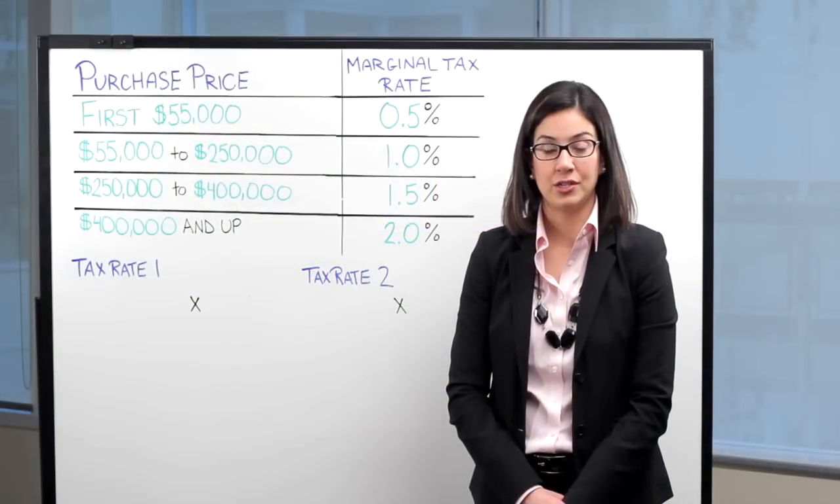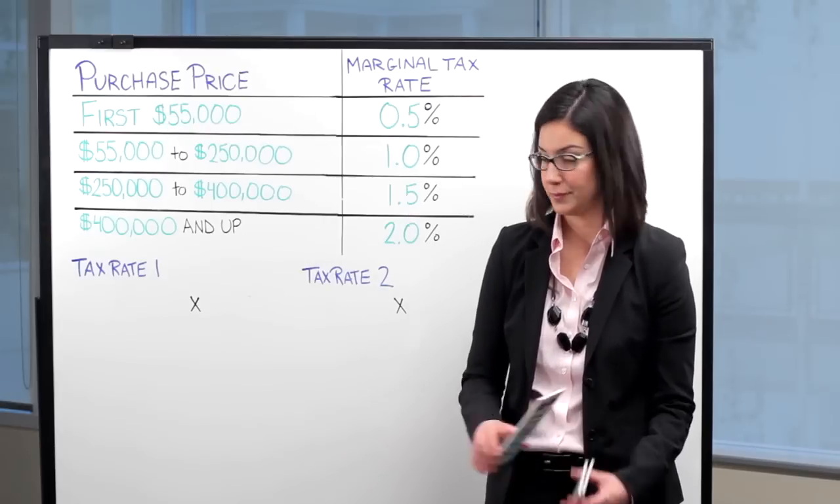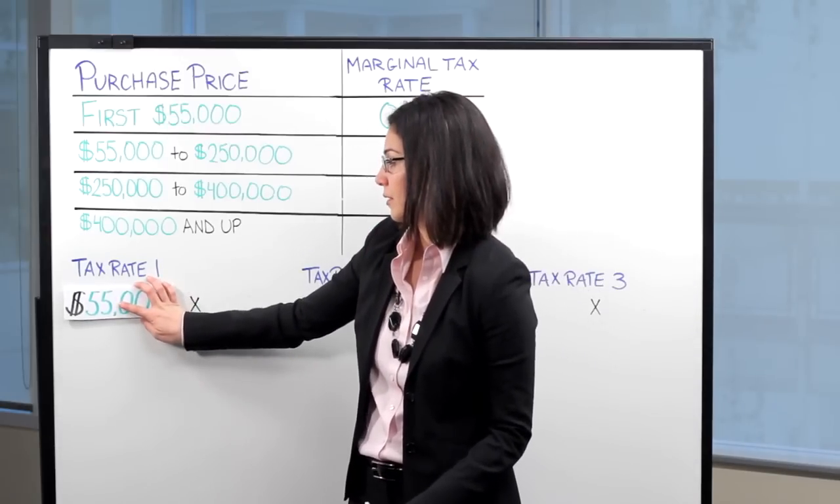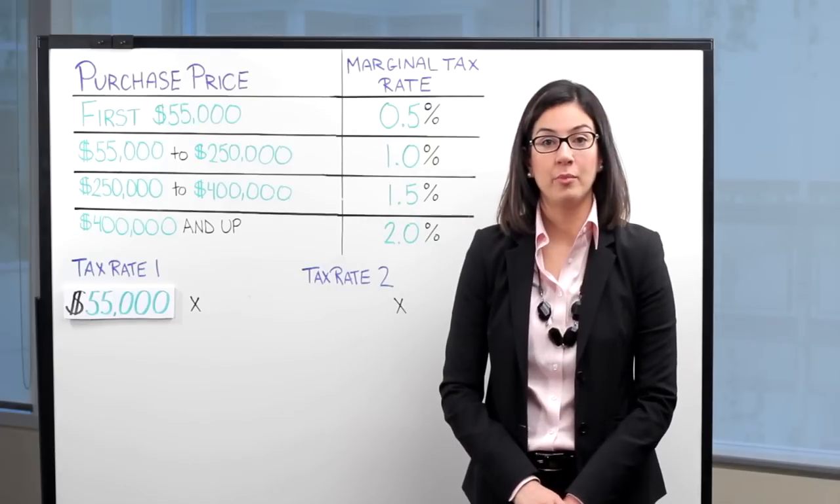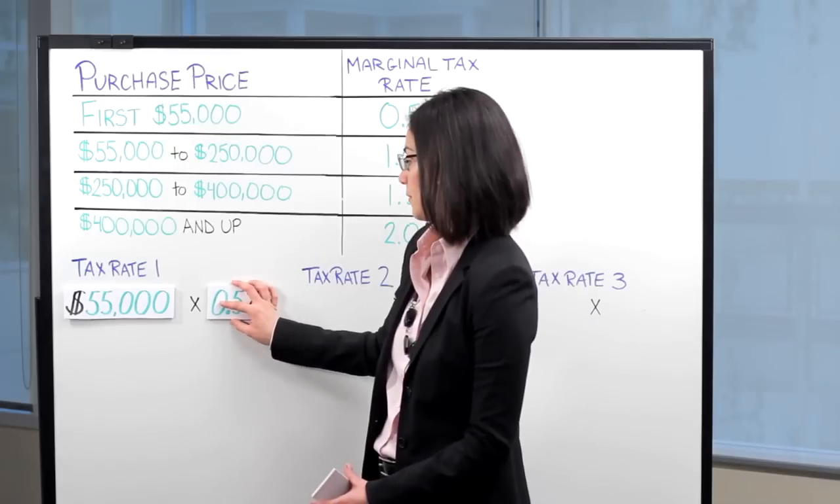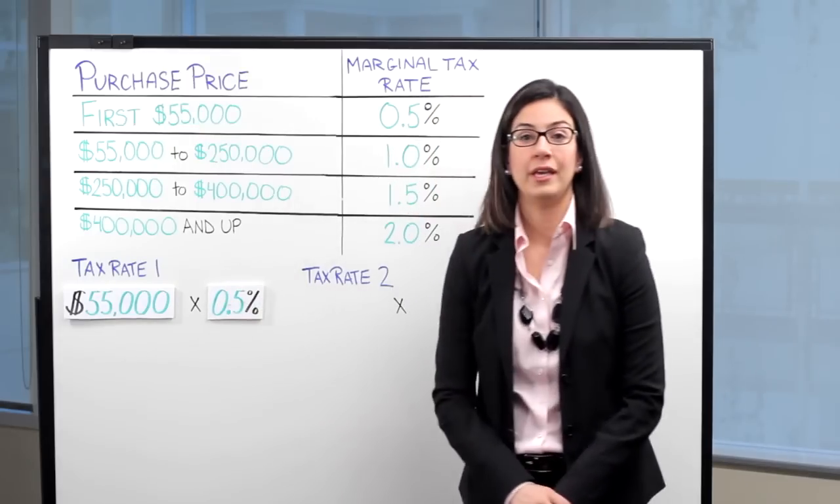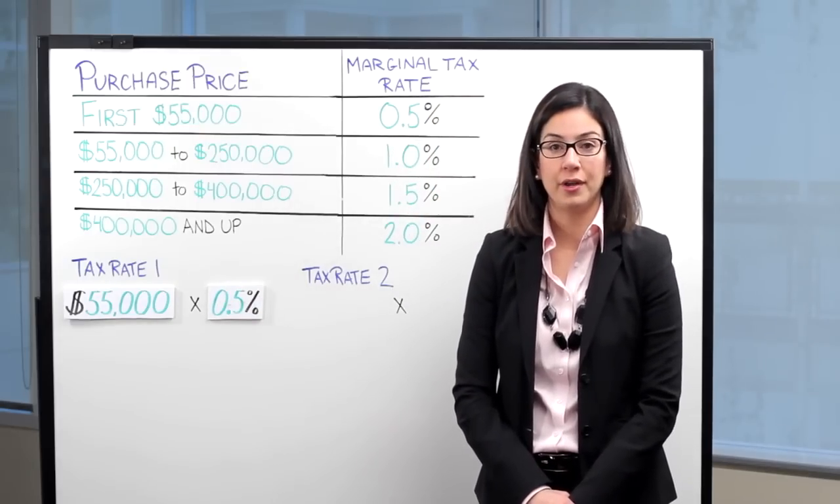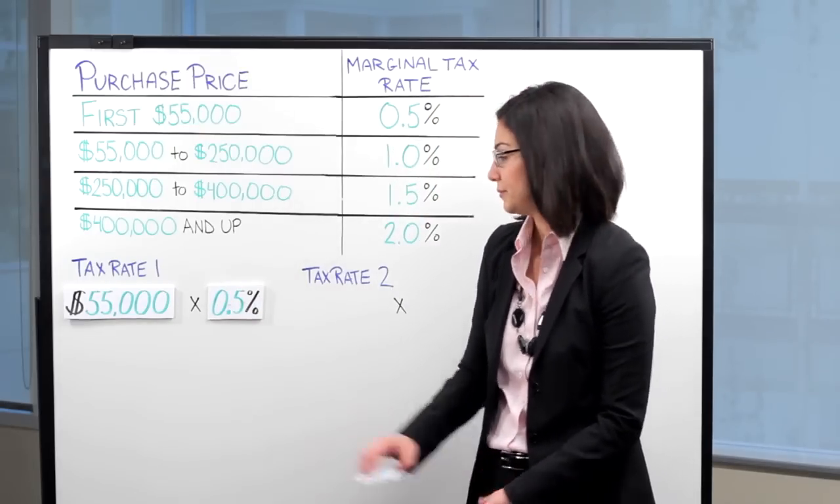The first calculation is on the first $55,000 of your purchase price. We take that number, we multiply it by 0.5%, and we get a total value of $275.